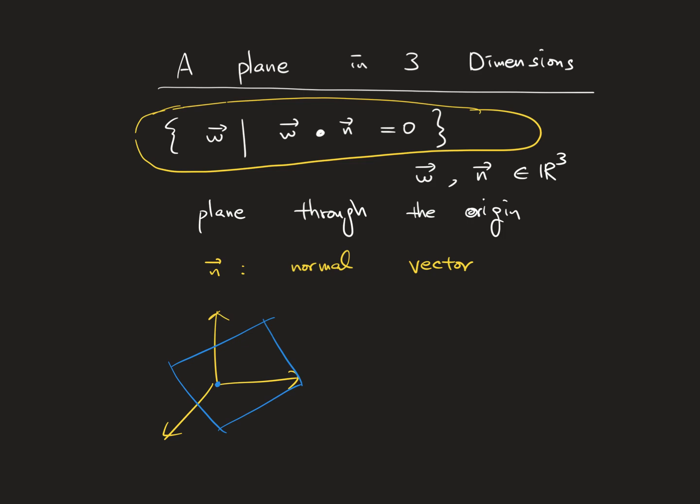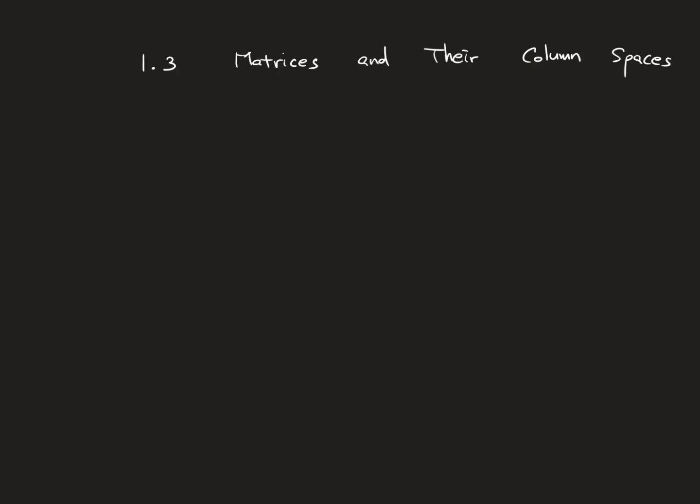Okay, we can continue to section number 3, section 1.3. So 1.3, matrices and their column spaces. And we know the example of matrix. So we know some example. This one is called identity matrix.